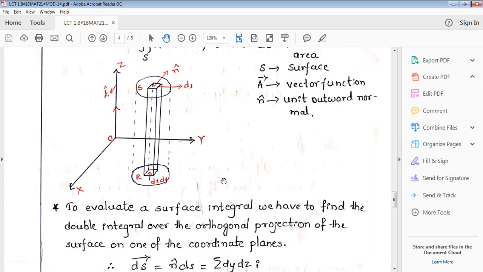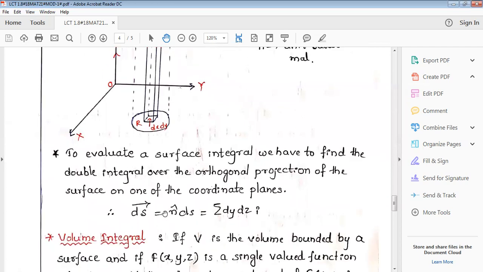So what is the first point? To evaluate a surface integral, first we have to find the double integral over the orthogonal projection of the surface on one of the coordinate planes. So that is, therefore, vector dS is equal to n cap into dS. That is equal to summation of dy dz into i, plus dz dx j, plus dx dy k, like this.